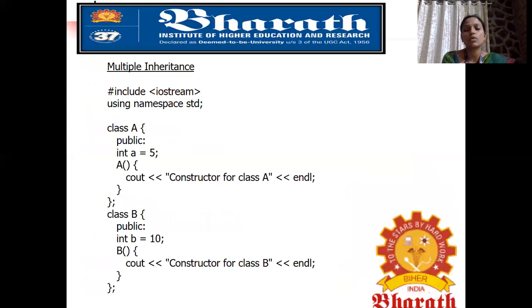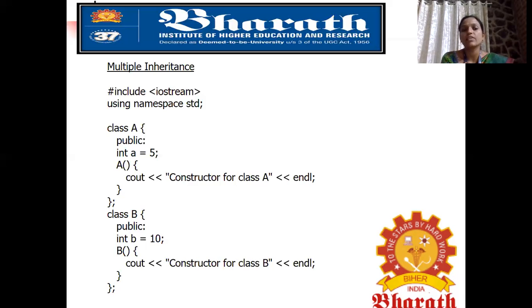Let's see the next one, multiple inheritance. Here also we have used the header file, #include <iostream>. Let's see how many classes we are going to use. We have used three classes: class A, class B and class C.